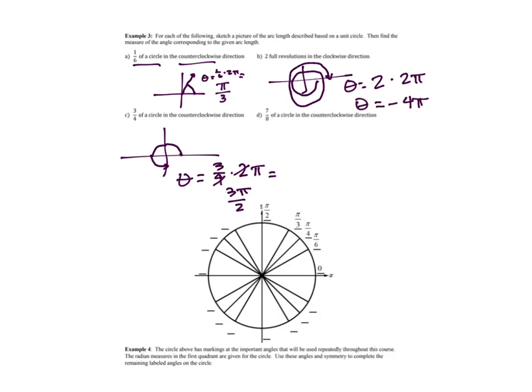Okay. Letter D, 7/8 of a circle in the counterclockwise direction. So we're going, watch this, 2/8, 4/8, halfway, 6/8, 3/4 of the way, 7/8. So theta is equal to 7/8 of 2 pi, which is 7 pi over 4. Counterclockwise, so it's positive.